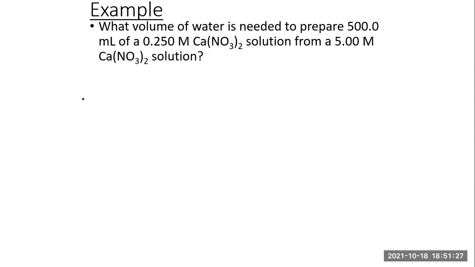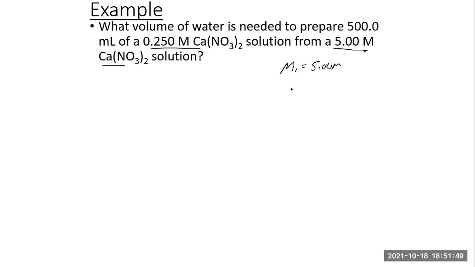We're doing, again, we want to make, in this case, 500 milliliters of a 0.25 molar solution of calcium nitrate from a 5 molar solution of calcium nitrate. So again, this 5 molar is more concentrated, so that typically would be our M1.